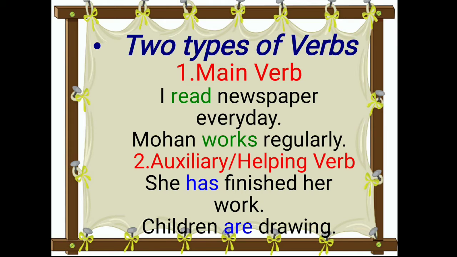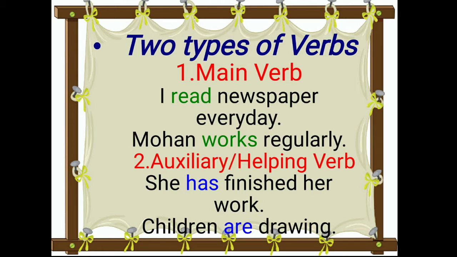Let's see the example of main verb. First one, I read newspaper every day. Here read is the main verb because it shows the action or activity. Second one, Mohan works regularly. Here works is a main verb because it shows the activity done or action done.